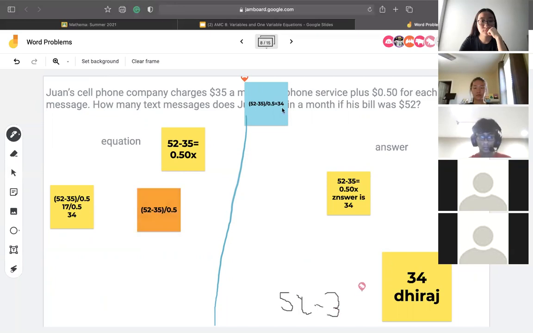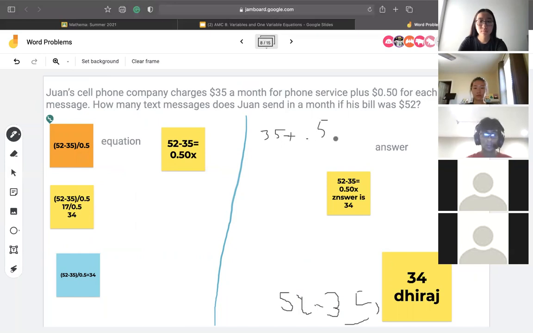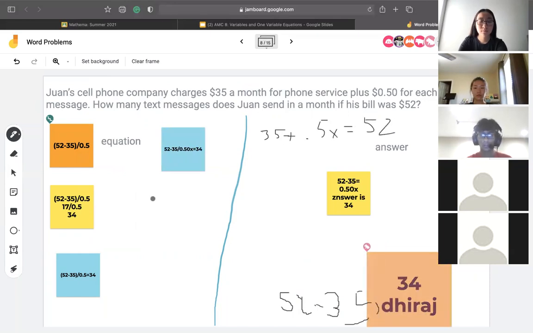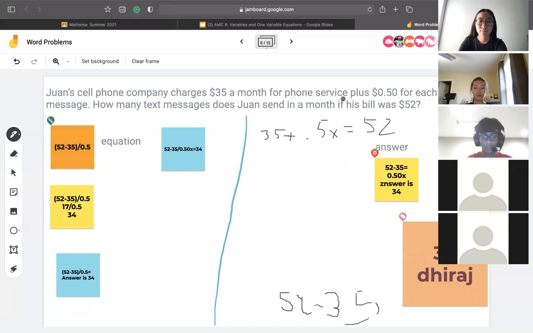Okay, so the equation that you're supposed to get is 35 plus 0.5x is going to be equal to $52. And this is because the company charges $35 for 1 month, and then you have to pay 50 cents for each text message. So for his bill to be equal to $52, he'd have to send 34 text messages, because 34 times 0.5 is going to be equal to 17, and then 17 plus 35 is 52.